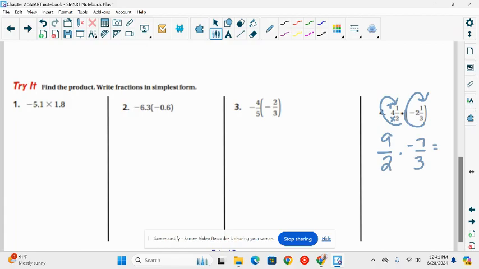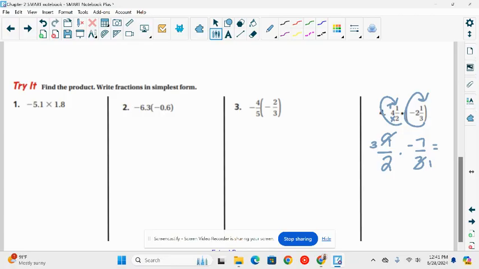Can I do any cross-canceling here? When I look across from each other, do 9 and 3 have something in common? Yes. What could both 9 and 3 be divided by? 3. 3 divided by 3 is 1. And 9 divided by 3 is... If we go ahead and cross-cancel now, our numbers are smaller. And we don't have to multiply as big of numbers.